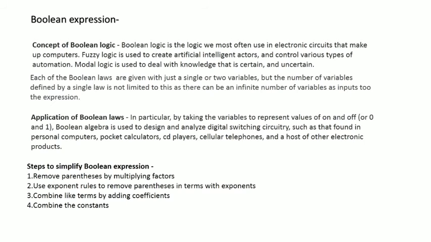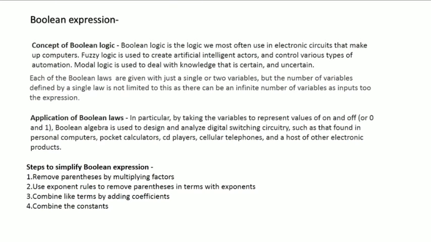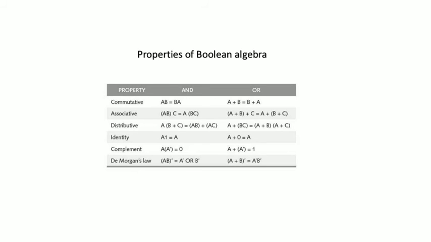Using these Boolean expressions, we have to follow some steps for simplification. At the beginning, remove the parentheses by multiplying the factors. Use exponent rules to remove the parentheses in terms with exponents. Combine the terms by adding the coefficients and combine the constants. Here are the properties of Boolean algebra. The properties are expressed in the form of AND and OR. AND is the multiplication operation and OR is the addition operation.